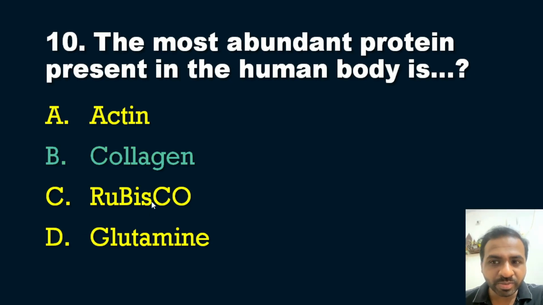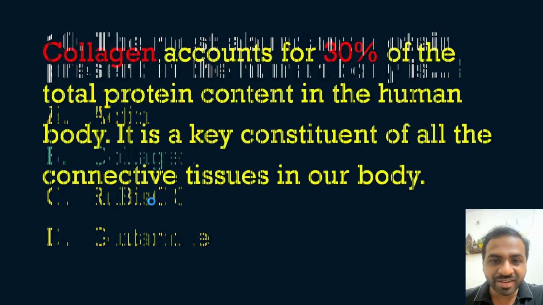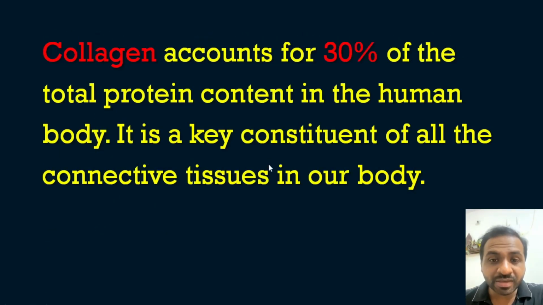Then what about this rubisco? We'll see it in the explanation. So collagen accounts for about 30% of the total protein concentration in the human body, and it is a key constituent of all of the connective tissues in our body. Okay, so in that, type 1 collagen is the most abundant protein in a human body.